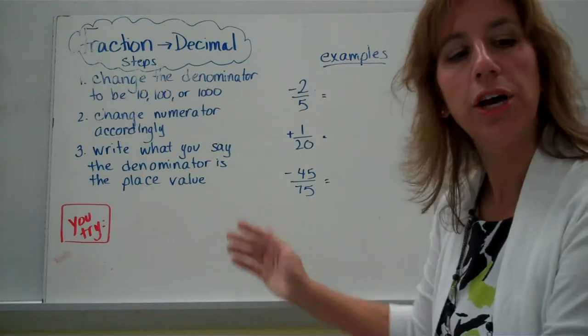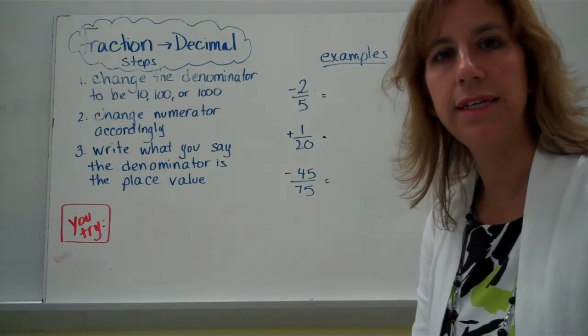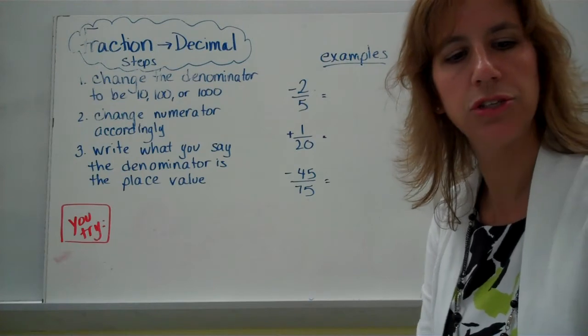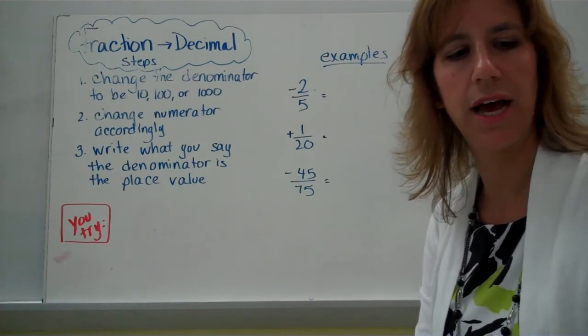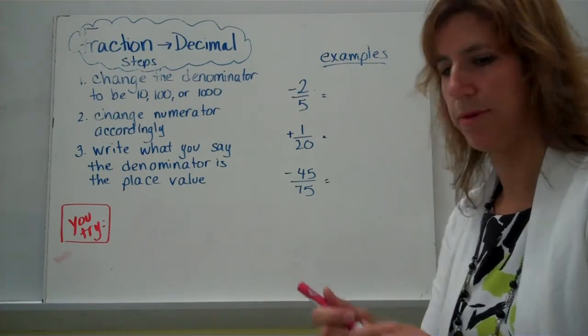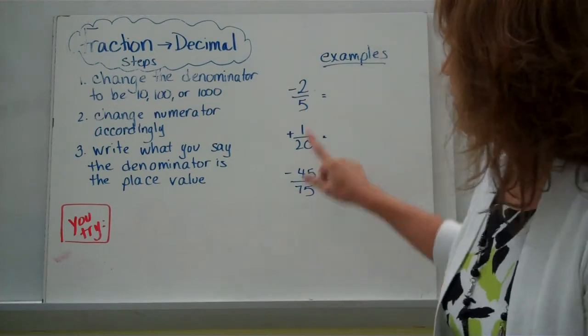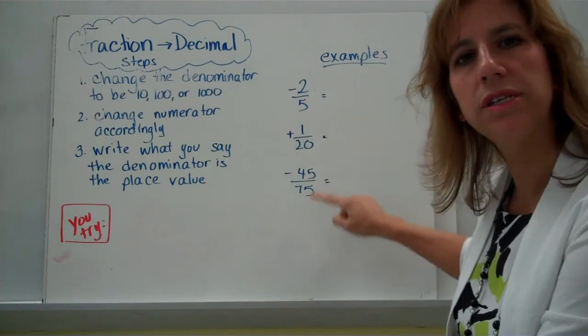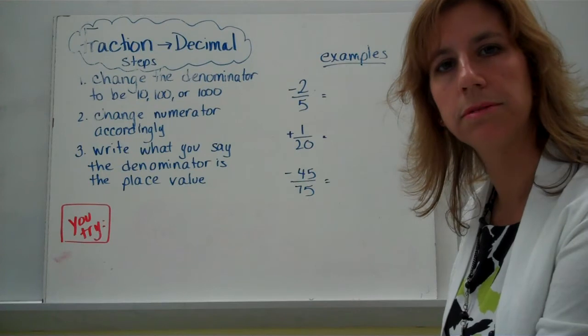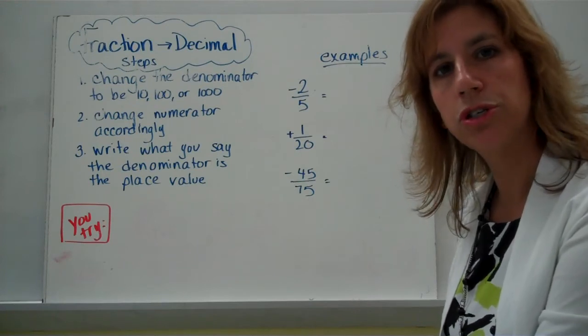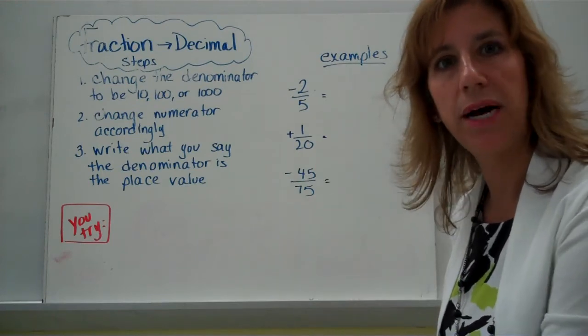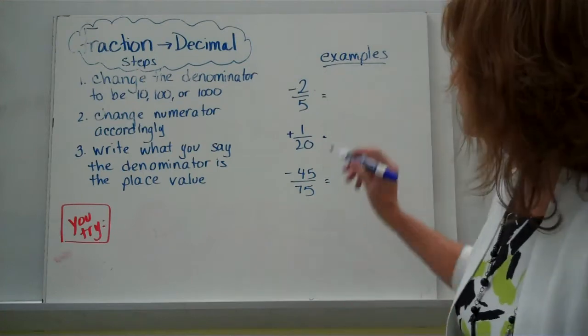Fractions to decimals. Go ahead and pause the video if you need to write down the steps. But I'm going to go ahead and start talking about the examples that are off to the side. And then you can try some on your own. All right, let's take a look at this example. Notice that these have positive and negative symbols. Now that you know about your integers, fractions and decimals can have positives and negatives too. All right, let's take a look here.